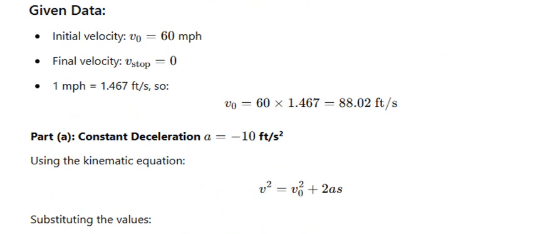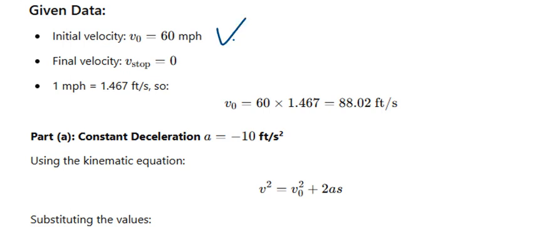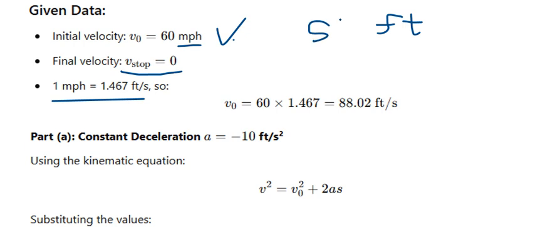So first we give this initial velocity, 60 miles per hour. We notice the unit. The final velocity is completely zero because you decelerate and stop. We have to do one step before we get into the problem, because your final answer wants the distance traveled in feet. The problem set it that way, so we have to convert this into feet.